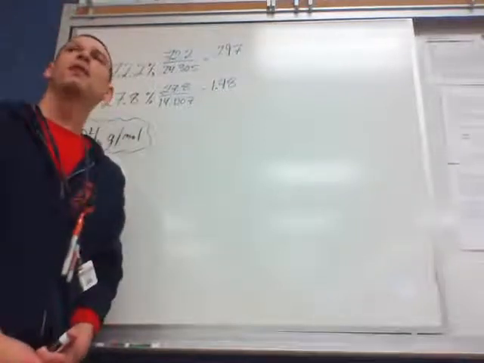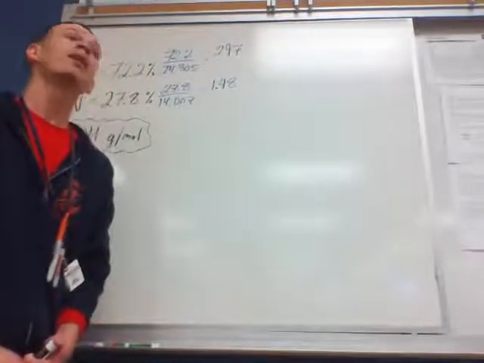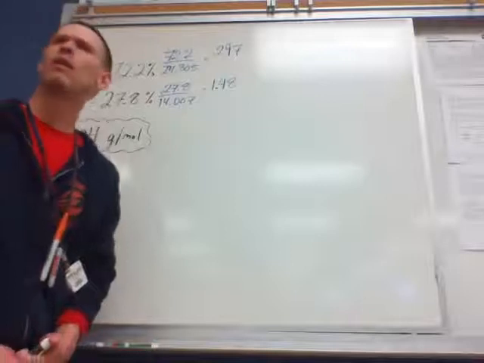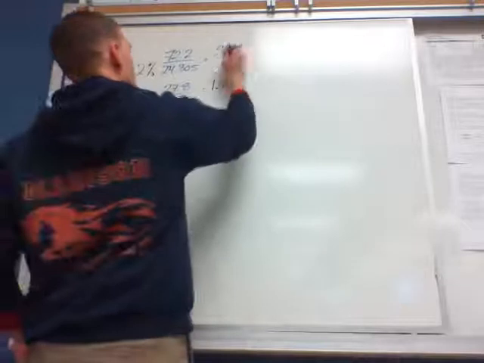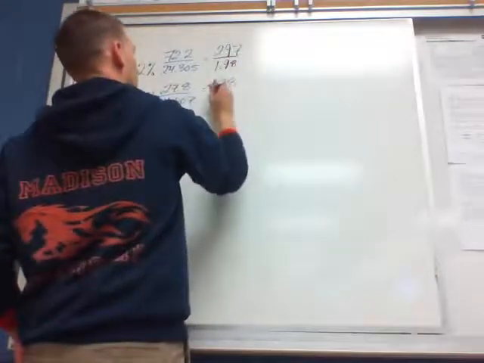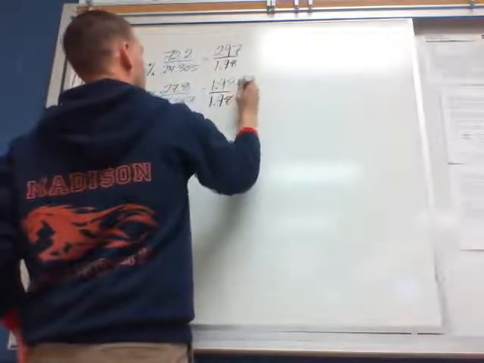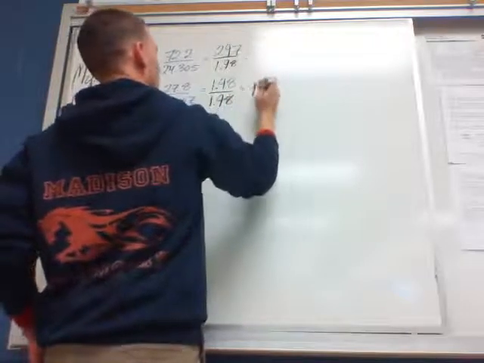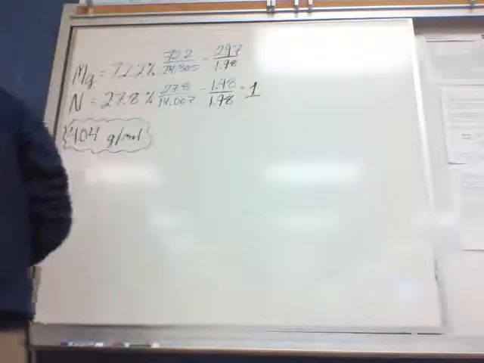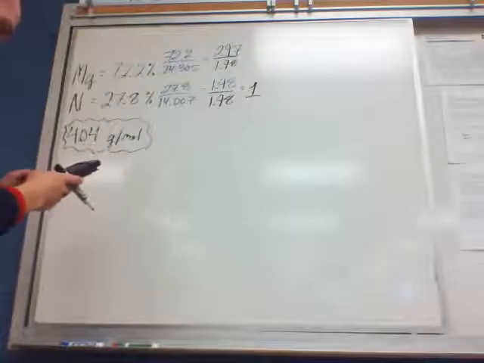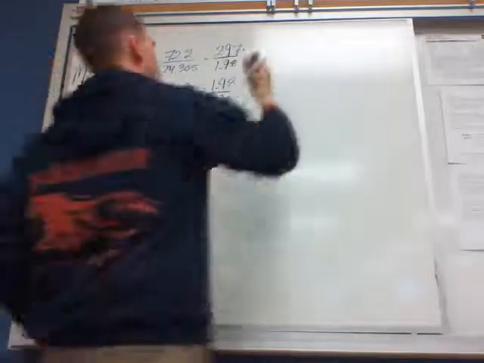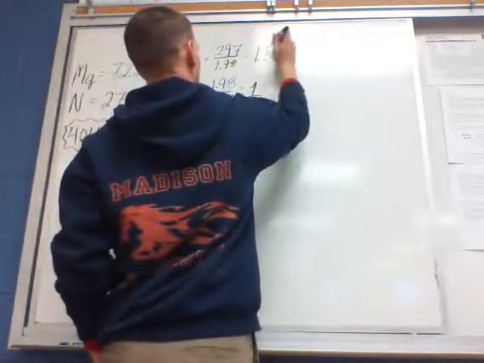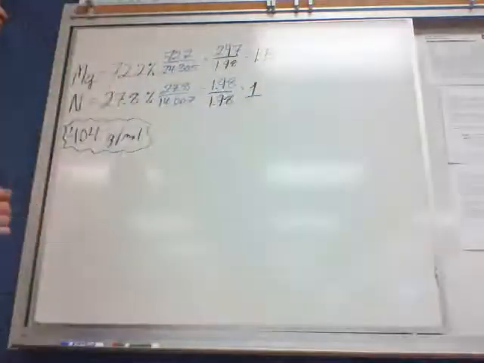Step 2 states, divide by the lowest number we just got. What's the lowest number we just got? 1.98. So we're going to divide both of them by 1.98. I'll get 1 for nitrogen. Let's find out what magnesium is. I get 1.5 for magnesium.